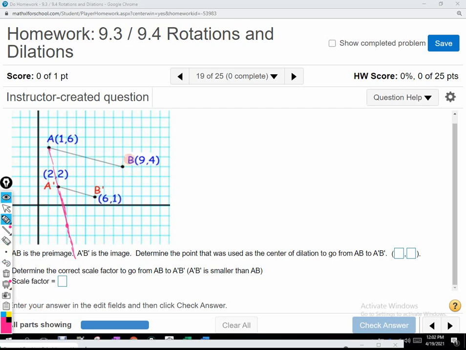If I go through B to B prime, that's down 1, 2, 3, left 1, 2, 3. So I'm going to go down 1, 2, 3, left 1, 2, 3. And you know it's that same point, right? So that point right there must be the point of dilation. So if I label it 1, 2, 3, and then down 2, that's 3, negative 2.